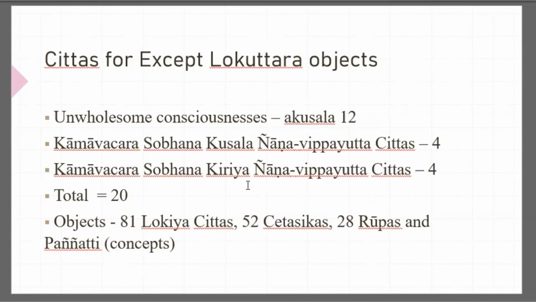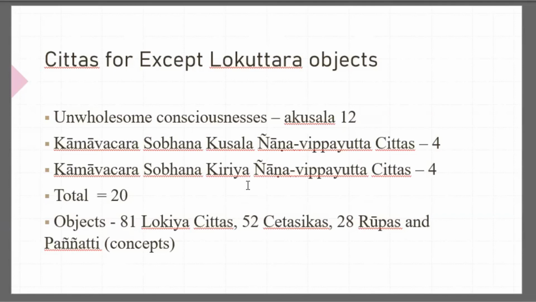But Lobhamula Citta or Dosamula Citta or Mohamula Citta cannot take Lokuttara objects. They do not have access. Then Kamavachara Sobhana, Jnana Vipayutta Kusala. Jnana Vipayutta Cittas cannot take Lokuttara objects because they do not have wisdom. Next one, Kamavachara Sobhana, Jnana Vipayutta Kiriya. Those four Cittas cannot take Lokuttara objects. Altogether, how many? 12 plus 4 plus 4, 20.